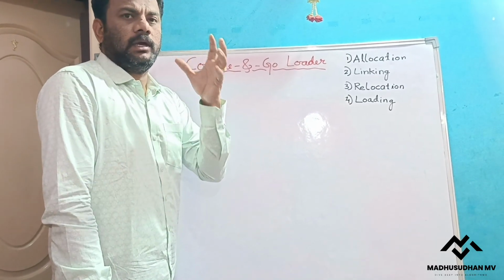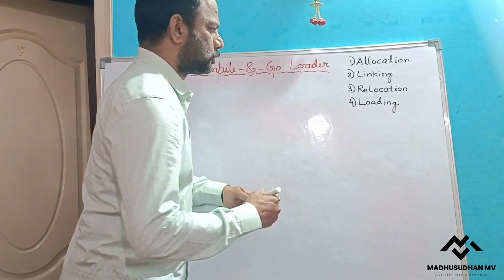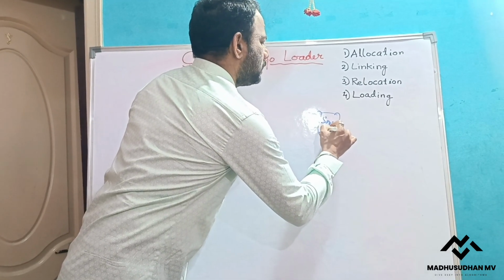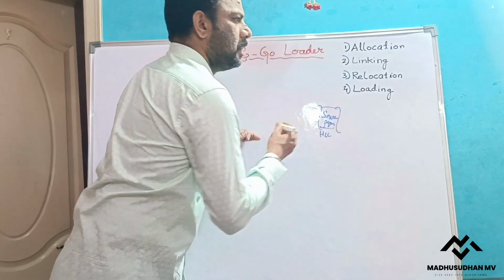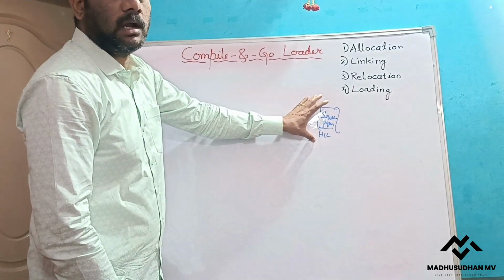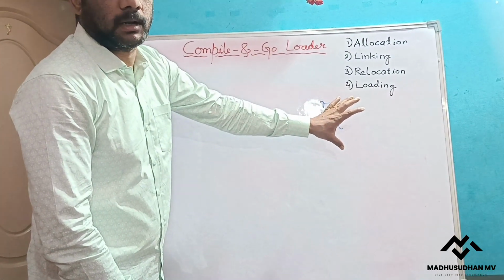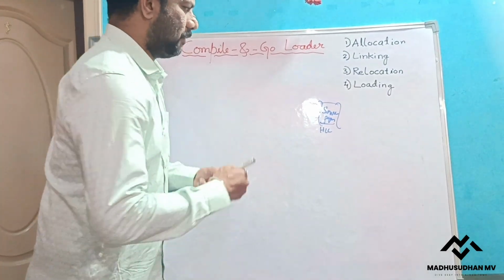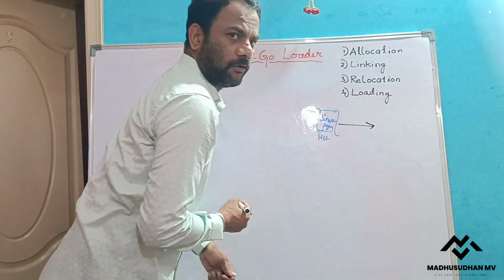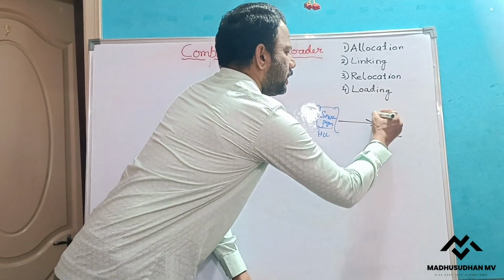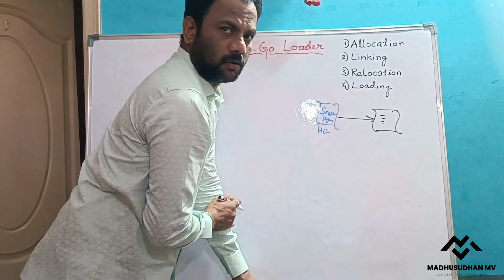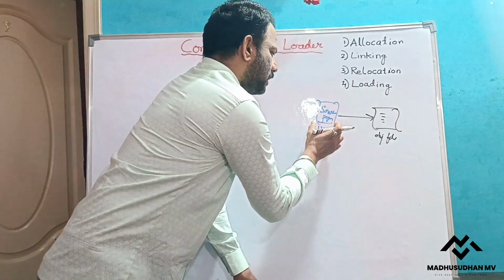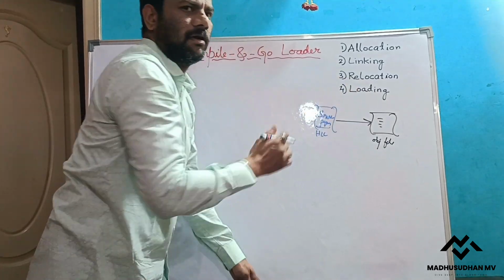Allocation means, see, what does the user always write? A source program. That source program is generally in a high level language. But that high level language is not understood by our system. So what do we have to do? We need to convert these high level programs into an object file, or machine level code, to execute. So the program written in high level language gets converted into machine level language.